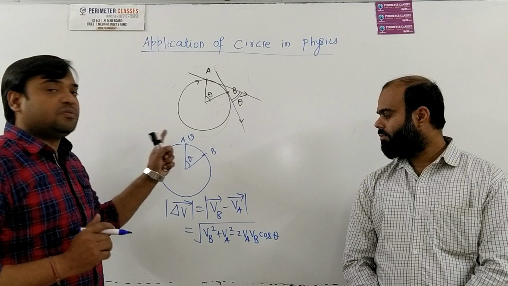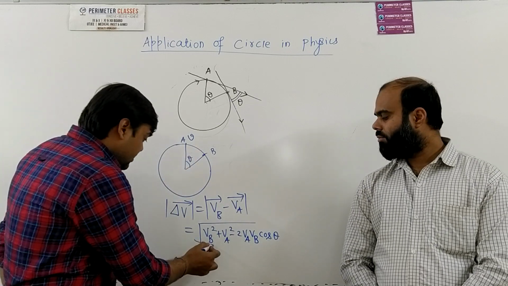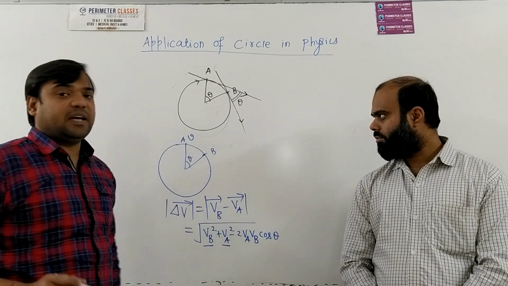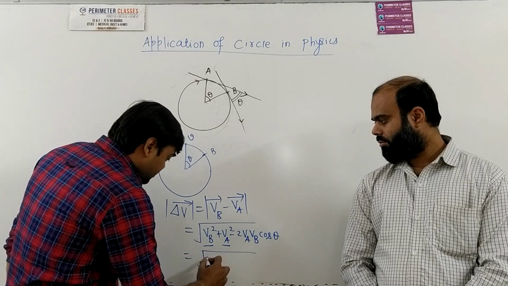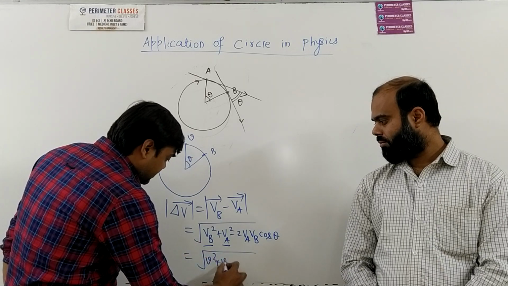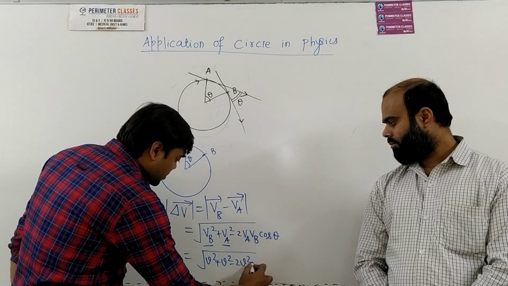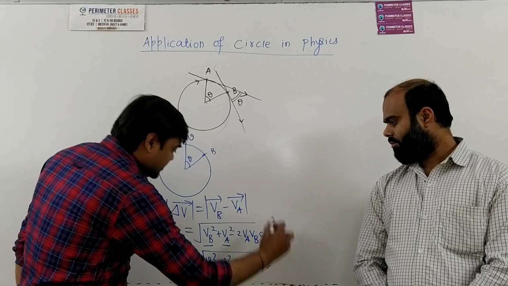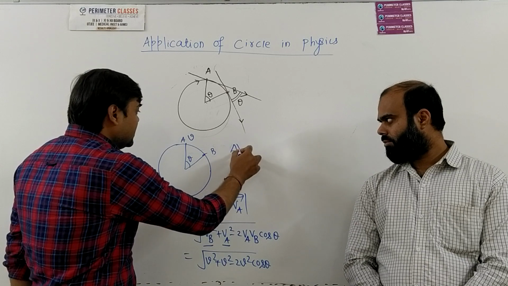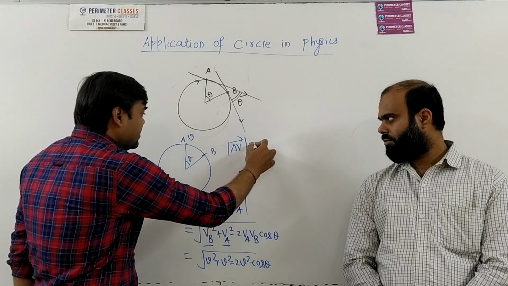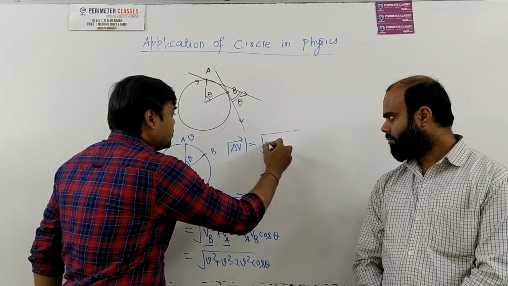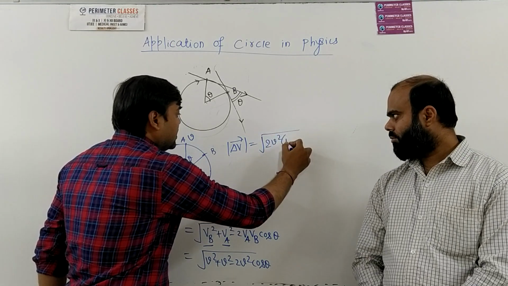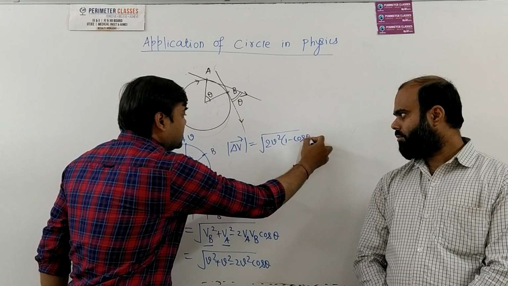Since the motion is uniform, I can say that the magnitude of velocity at points A and B is the same. So I can write this as under root of v square plus v square minus 2 into v square into cos theta. So the change in velocity has a magnitude of under root of 2v square into (1 minus cos theta). It is 2v square (1 minus cos theta).